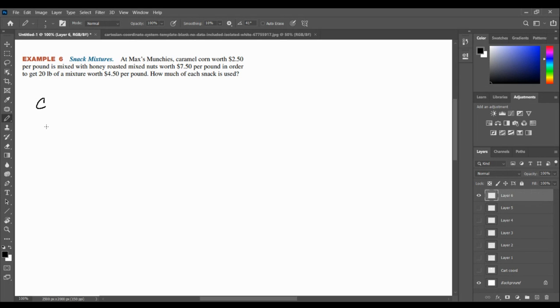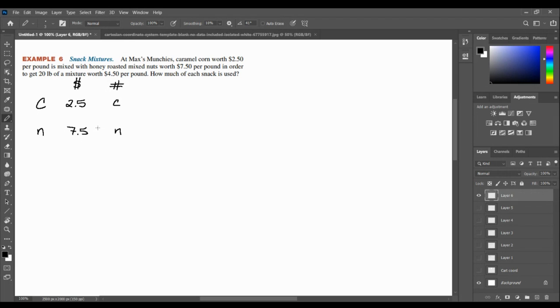I'm just going to use a C. We've got mixed nuts. They've got a dollar value. We've got how many pounds it is. And so let's see what we've got. Caramel corn is $2.50 per pound. We don't know how many pounds, so I'm going to say that's C for caramel corn. We know that the mixed nuts are $7.50 per pound, and we know that we don't know how much we're using, so we'll call that N.